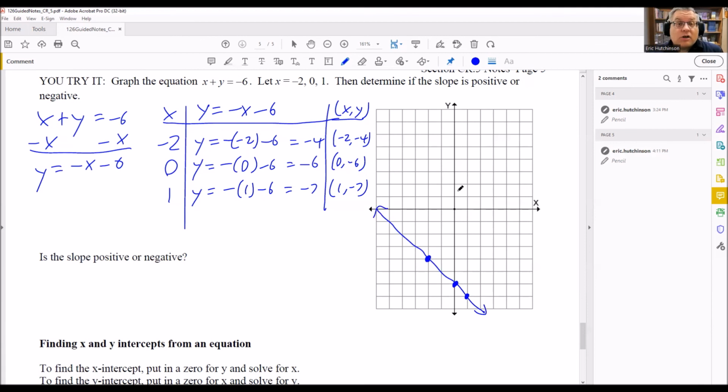From this, we notice that the line is leaning to the left. And so because it's leaning to the left, that's going to tell us that the slope is going to be negative.